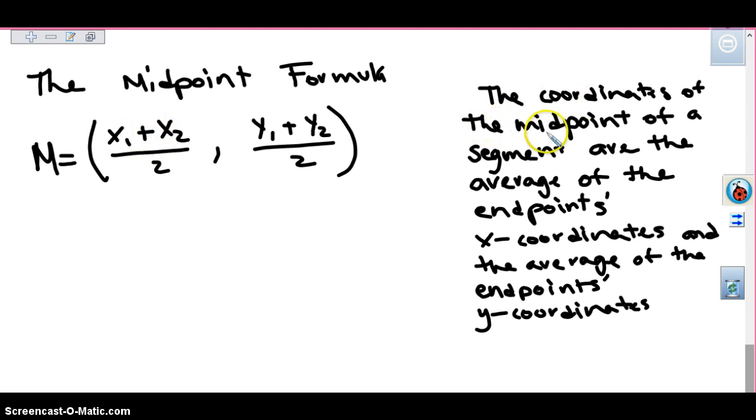The coordinates of the midpoint of a segment are the average of the endpoint's x-coordinate and the average of the endpoint's y-coordinate. So the midpoint formula says that the midpoint is equal to x sub 1 plus x sub 2 divided by 2. So this is the average of the x-coordinates. And y sub 1 plus y sub 2 divided by 2. This is the average of the y-coordinates.